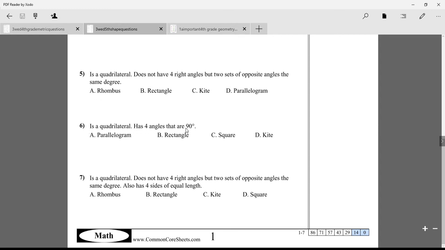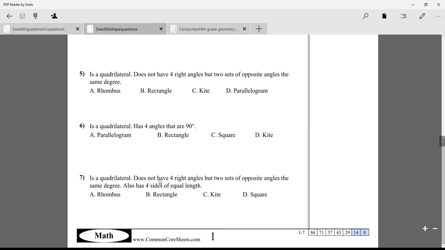"Is a quadrilateral, has four angles that are 90 degrees." So both a rectangle and square have four angles that are 90 degrees, right? Parallelogram and kite do not have 90-degree angles.